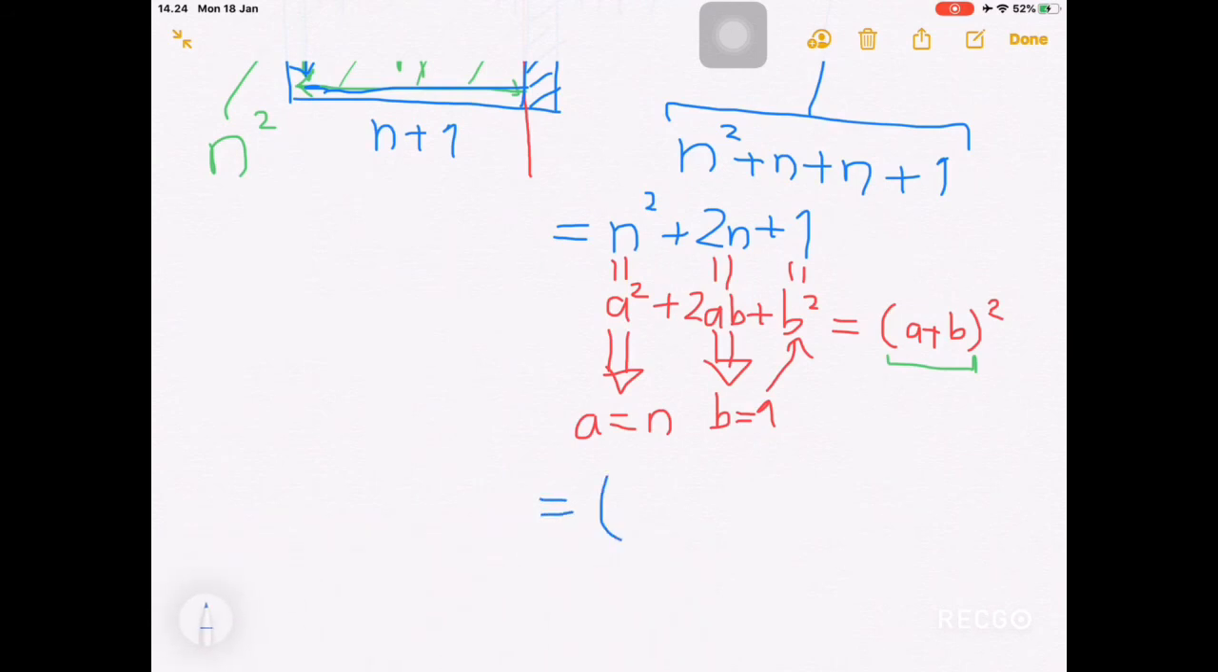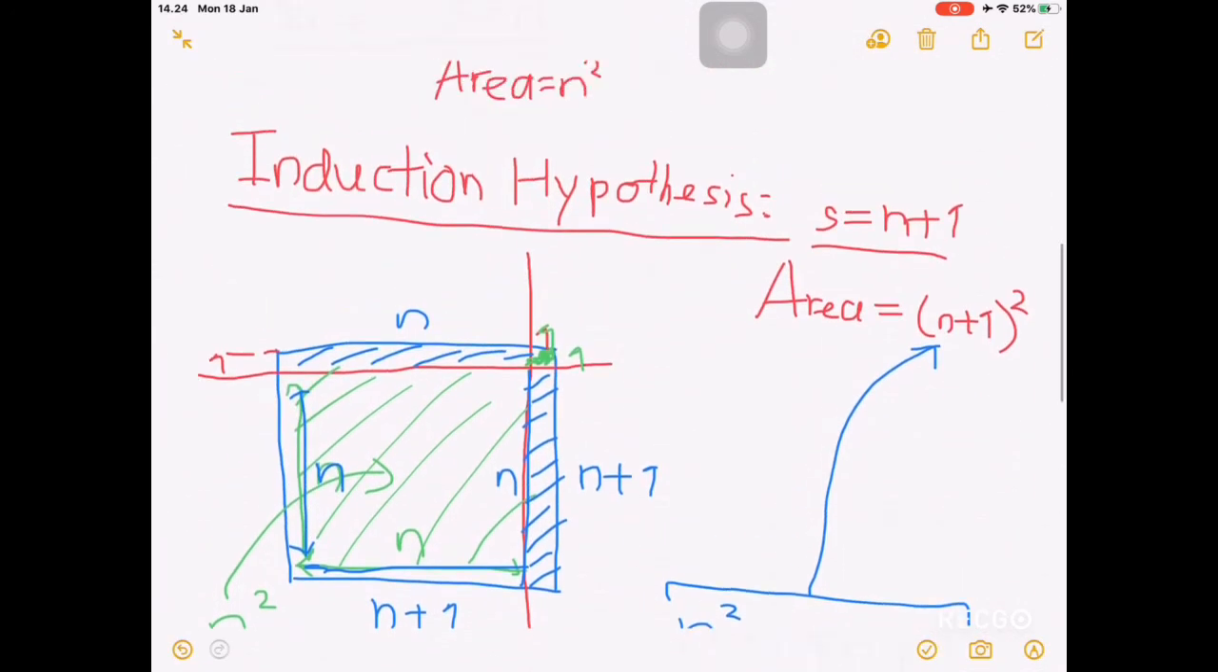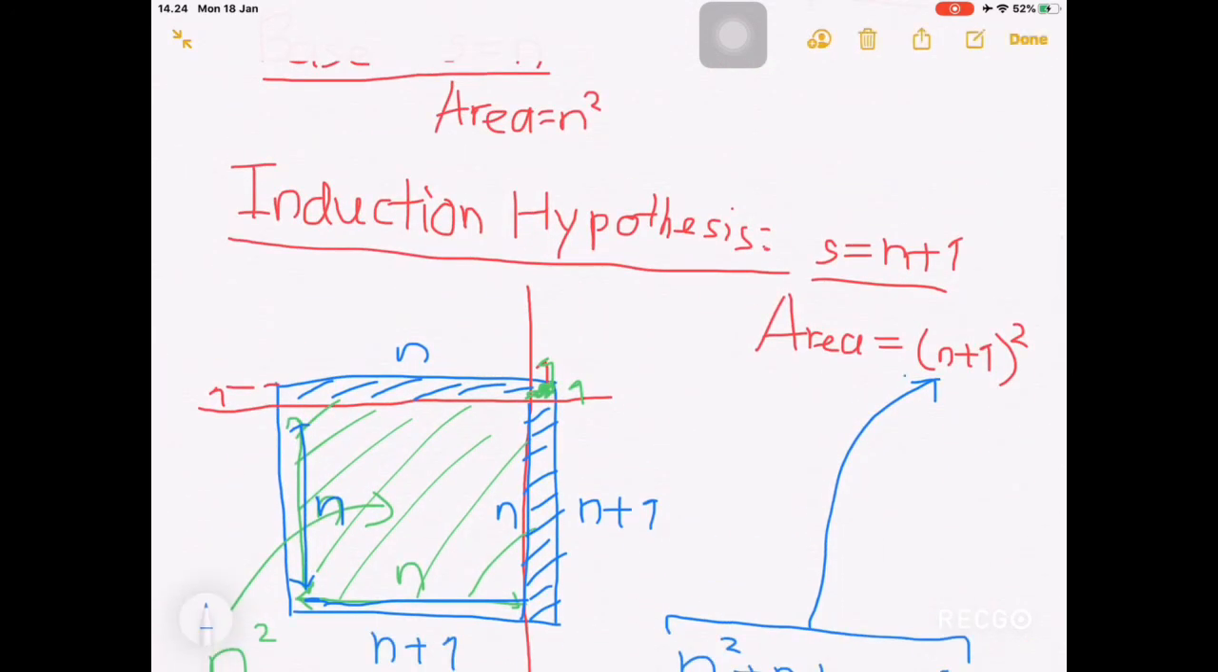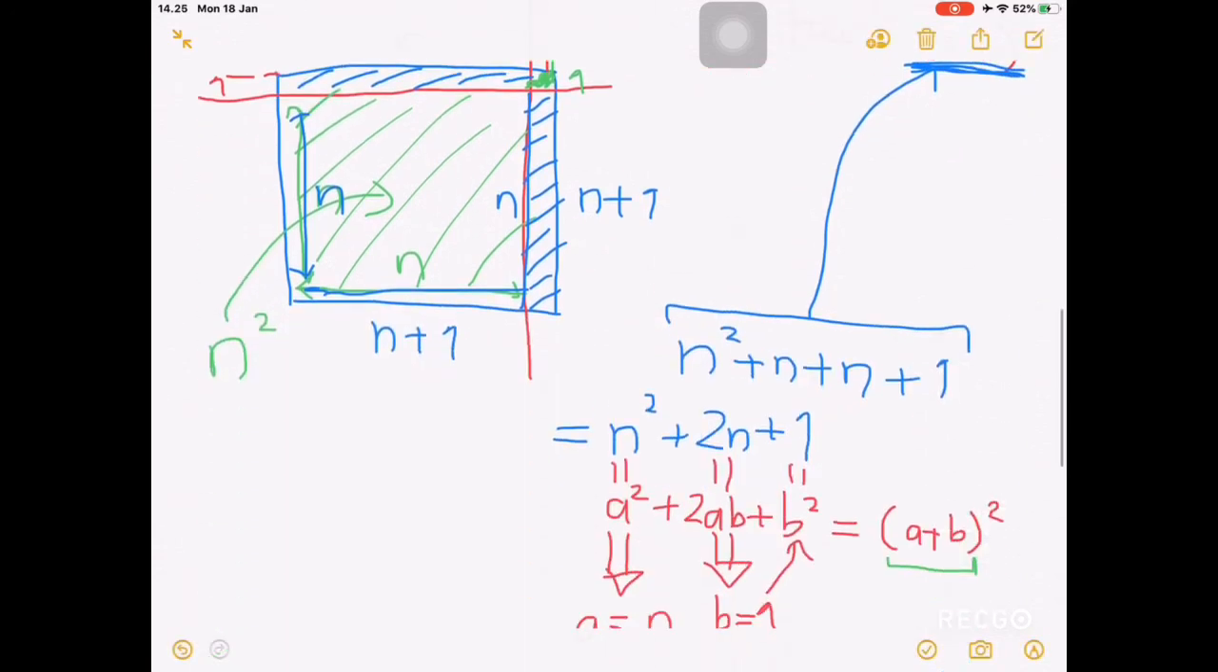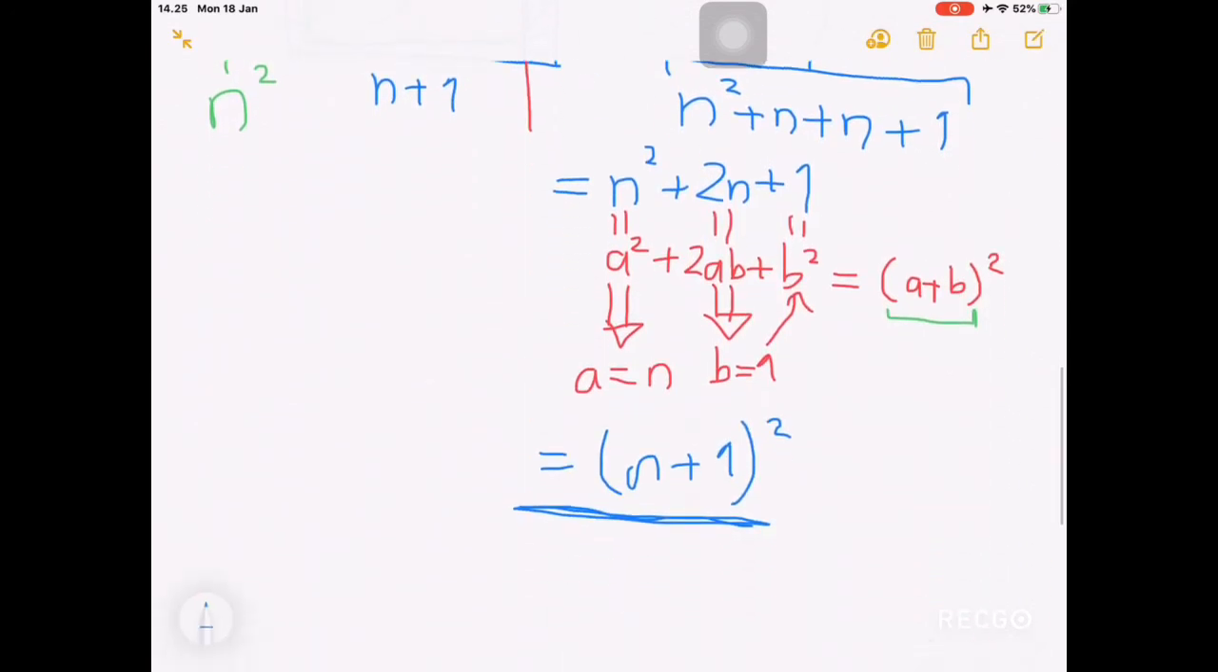So we're left with a plus b, which is n plus 1 and then squared, which, if you notice, is exactly the area that we have gotten right here. So if we're done with this, we can just draw a box here, and we can assume that we're done with the proof.